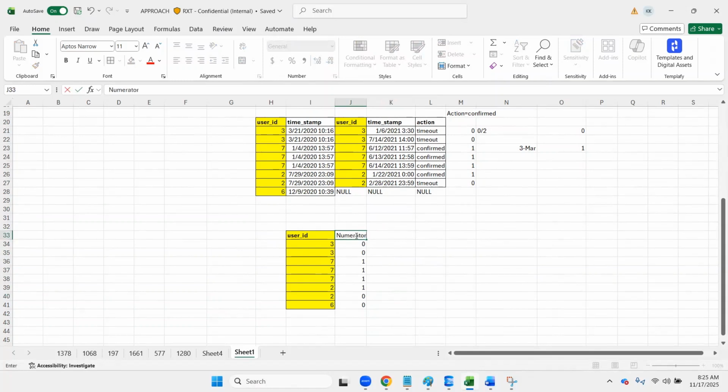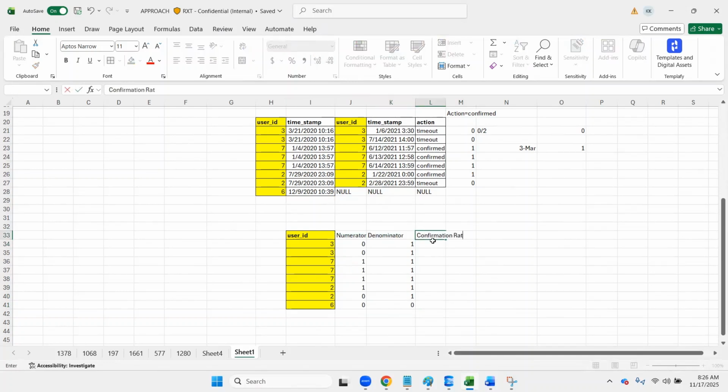Now the denominator: how many times did it try? You have to count the user IDs. Here it tried 2 times, here 1, here 1. Even user 7 tried 1 time. User 2 also tried. For user 6, there is nothing right after sign up, so I'm giving 0. This is the denominator.